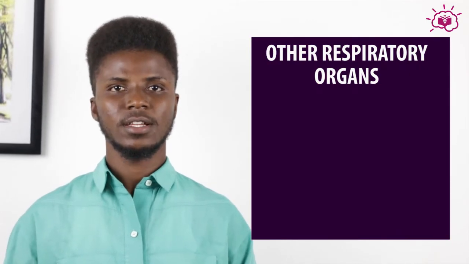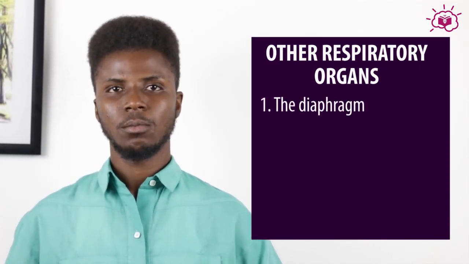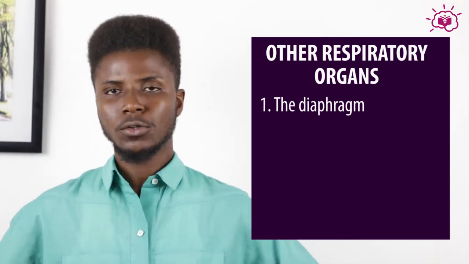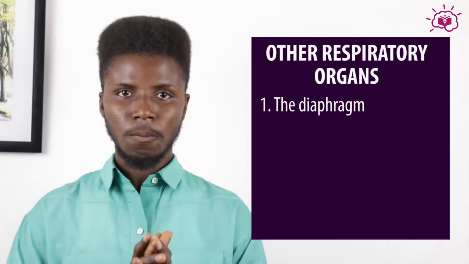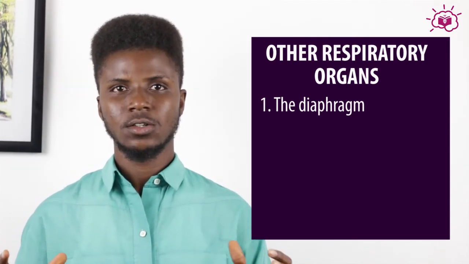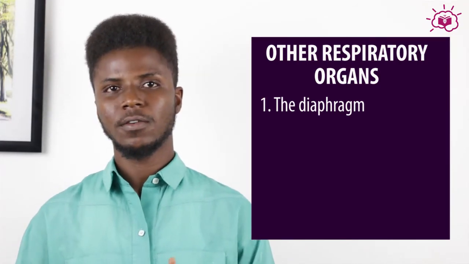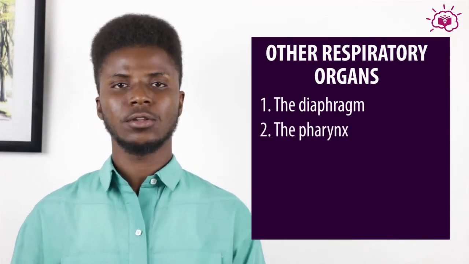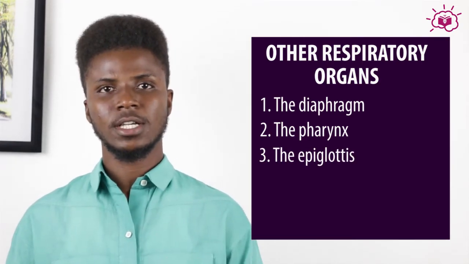Now, other organs involved in breathing in mammals include the diaphragm, which is more like a muscle that enables the lungs to constrict or to relax, that is, to squeeze or open. Then we also have the pharynx and the epiglottis, which covers the throat when breathing is about to take place.